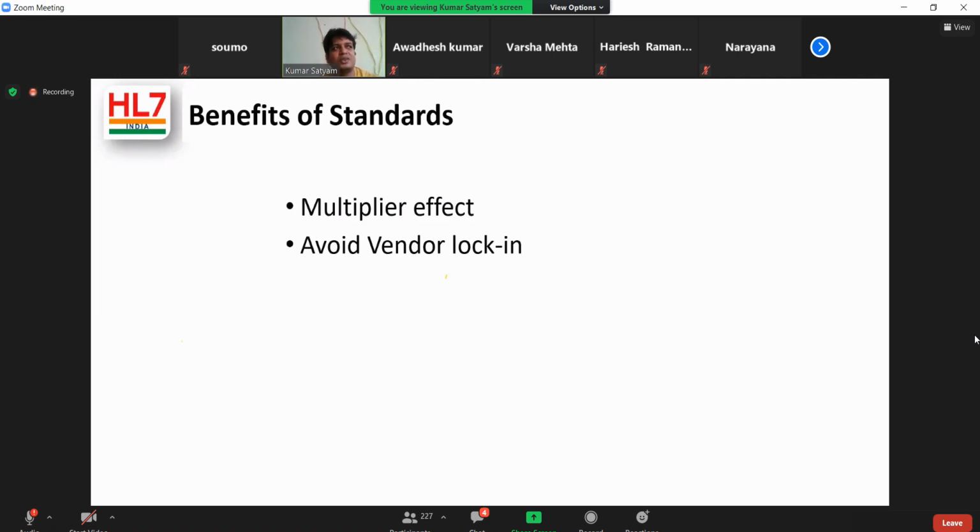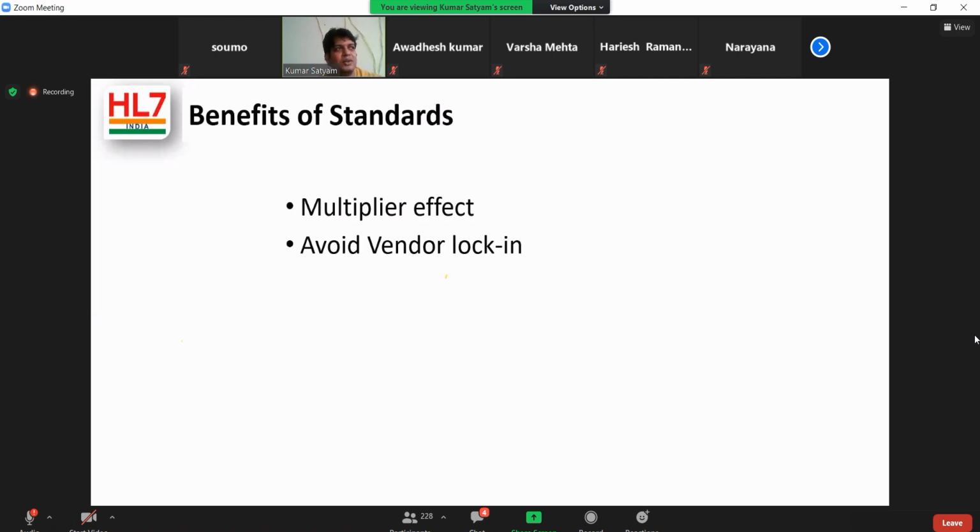It avoids vendor lock-in. This is simple, right? Take the case of USB devices. You don't need to worry about what type of data storage or what type of things. As long as it supports USB, you are fine with any device which supports USB, for charging, for example. So standards avoid vendor lock-in. If you are following standards, you don't need to depend on a vendor, right?